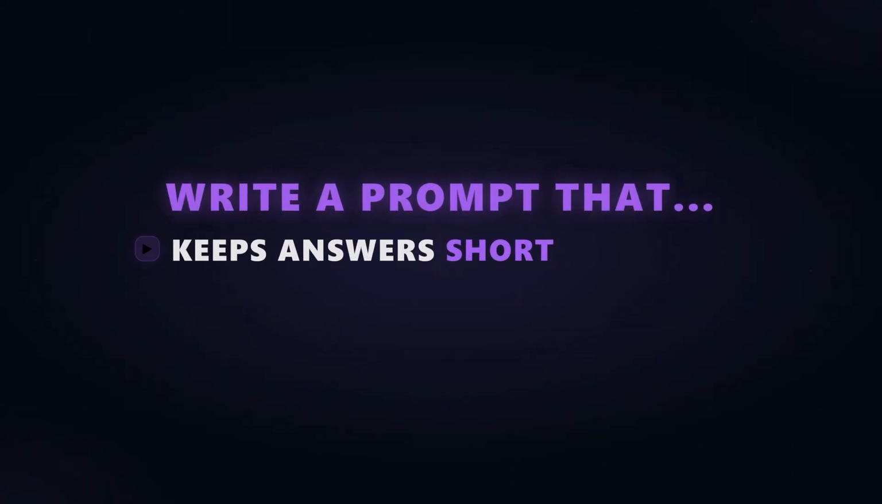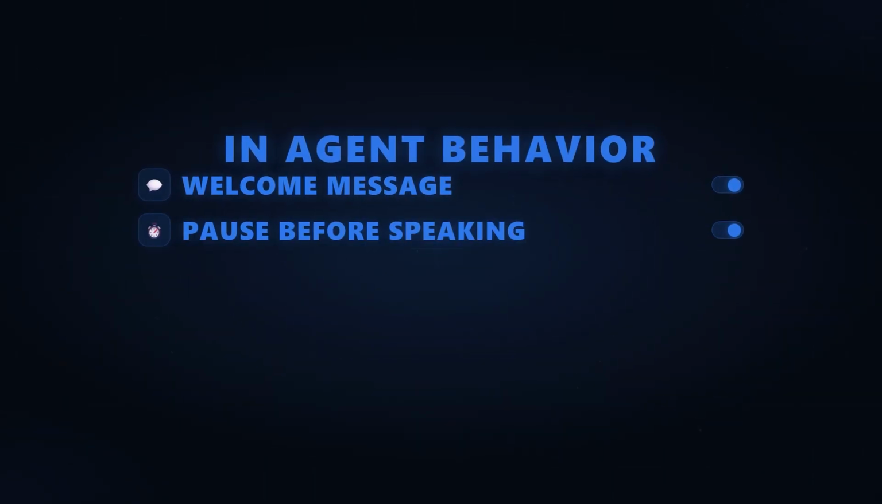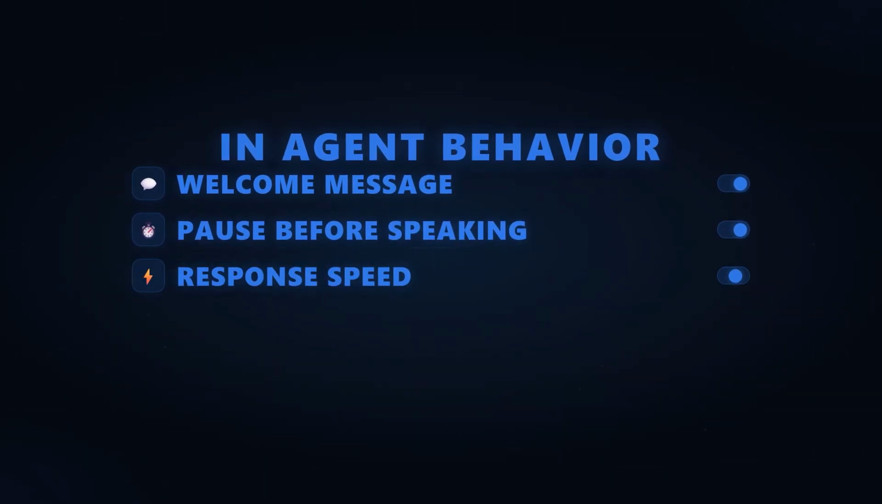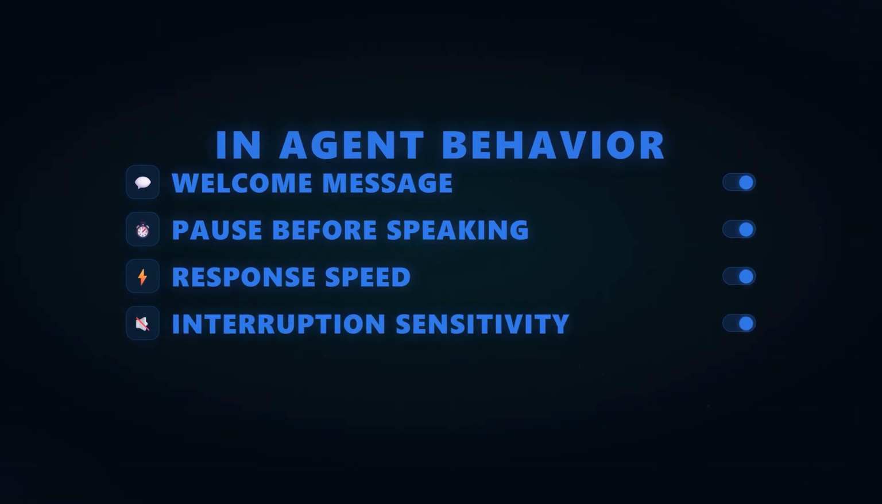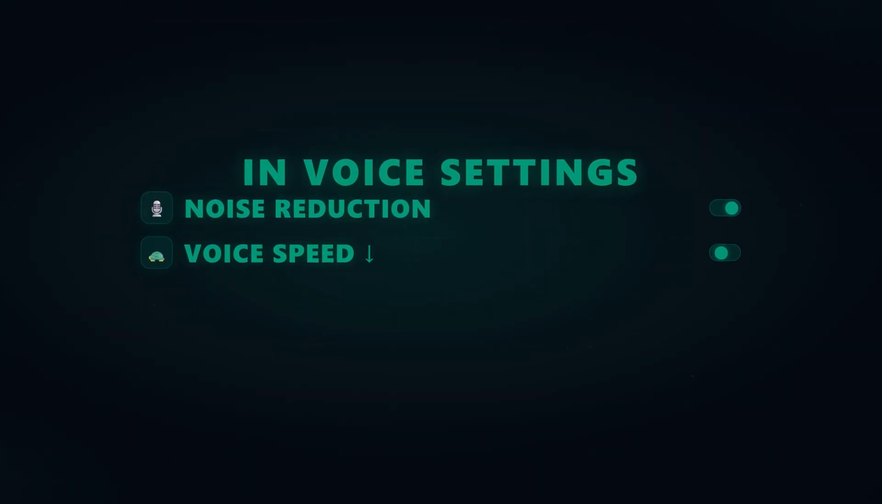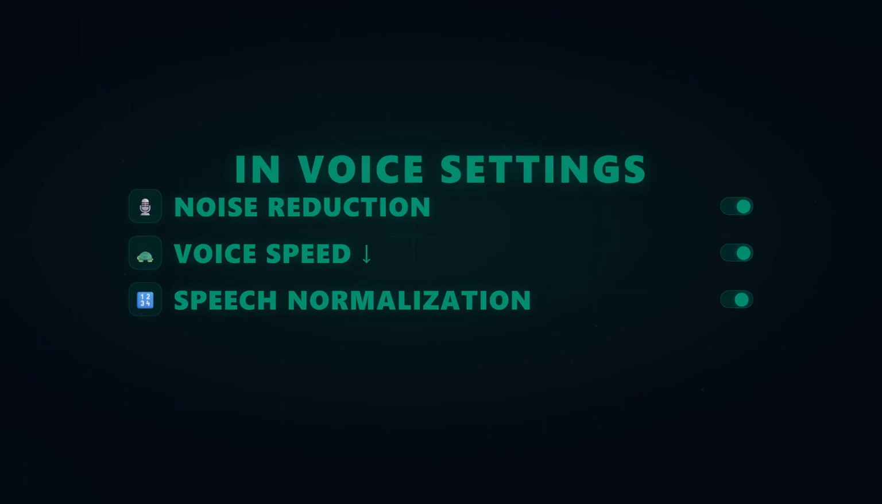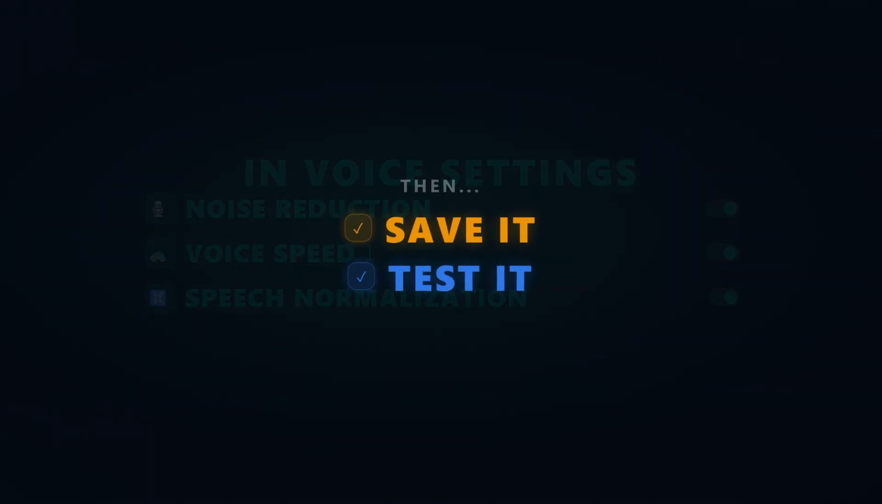So let's tie it together. Pick a warm voice and a strong model. Write a prompt that keeps answers short, uses contractions, and tosses in little filler words. Set a friendly welcome message with a small pause before it speaks in agent behavior. Dial in response speed, bump up interruption sensitivity so it doesn't talk over people, and turn on backchanneling. In voice settings, clean up noise, slow the voice down if needed, and turn on speech normalization so numbers sound natural. Then save it, test it with a web call, and deploy it.